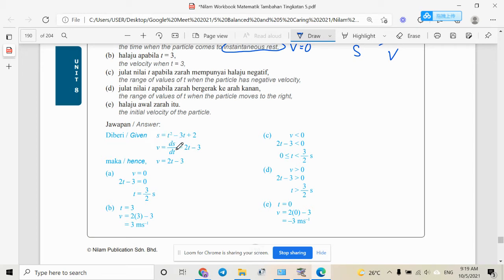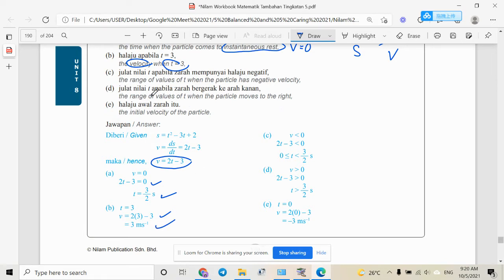So v equals ds/dt. Just differentiate like usual. 2 brought down, 2 times 1 is 2. t copied down, power minus 1 becomes power 1. Minus 3t, you differentiate, you get minus 3. Differentiate 2, you get nothing. So simplify, this is the v formula that you have, velocity. So v equals 0, substitute, get the t value that you want. Question B, velocity when t equals 3. Very simple, just substitute t equals 3 into the formula, then get the answer.